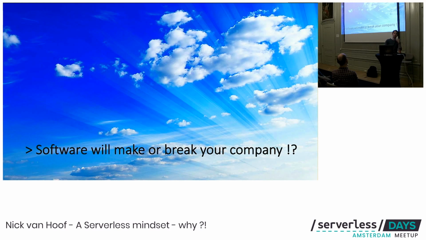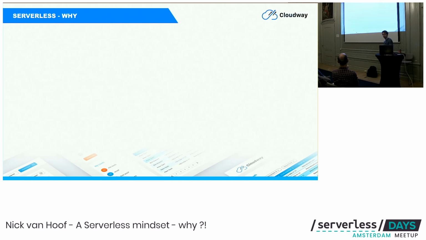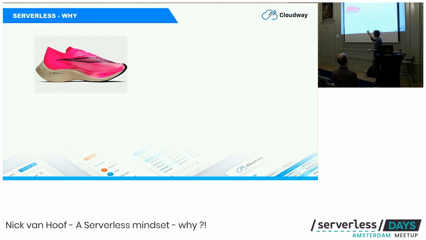Look at what do we actually want from great software. Why do we want great software? What's important for our business? Now here, this shoe. Who knows this shoe? Someone knows it? Yeah. It's the fastest shoe in the world, already the second fastest right now. Actually, I own it. I own a pink shoe.